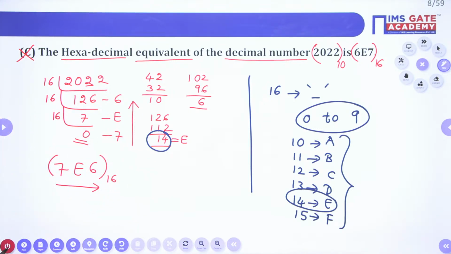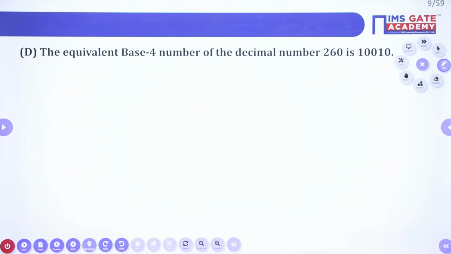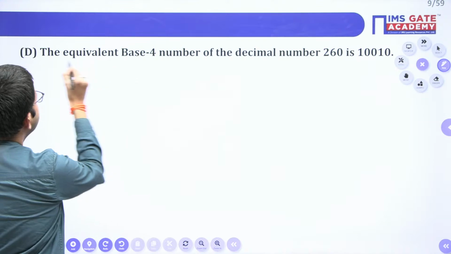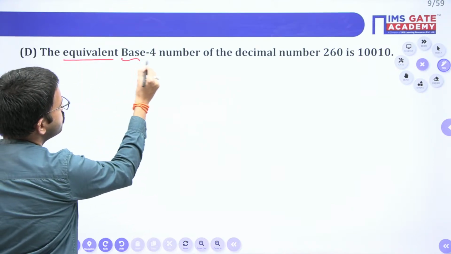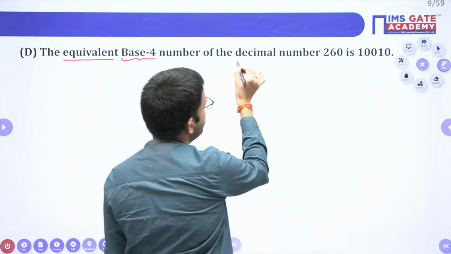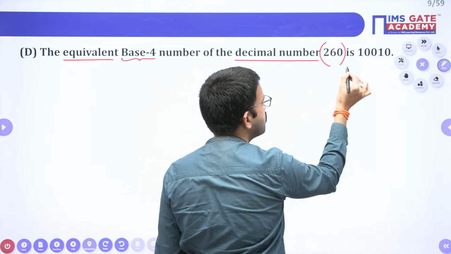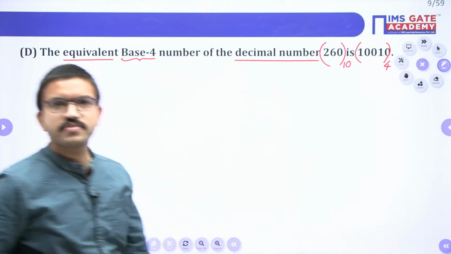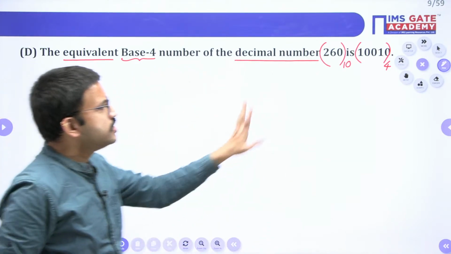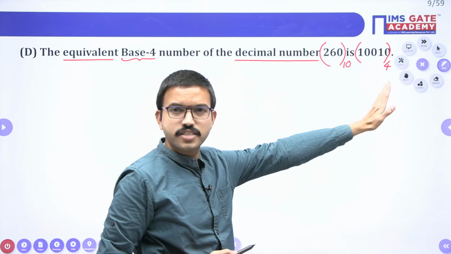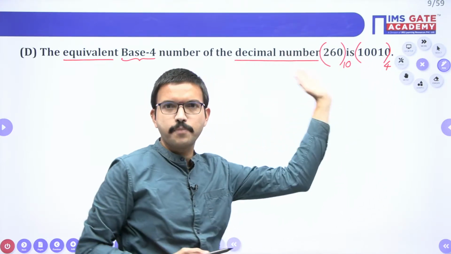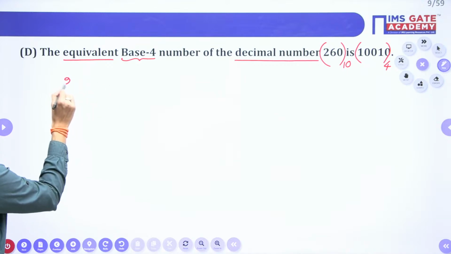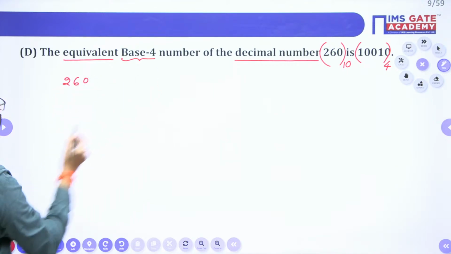Okay, so now let us proceed. The next option, option D. Here what they are asking, the equivalent base 4 number of the decimal number. That means here also they have given a decimal number and the corresponding base 4 number they have given. See, you can do either decimal to base 4 or base 4 to decimal. So based on your convenience, you can proceed. For the timing, I am converting the decimal into corresponding base 4.